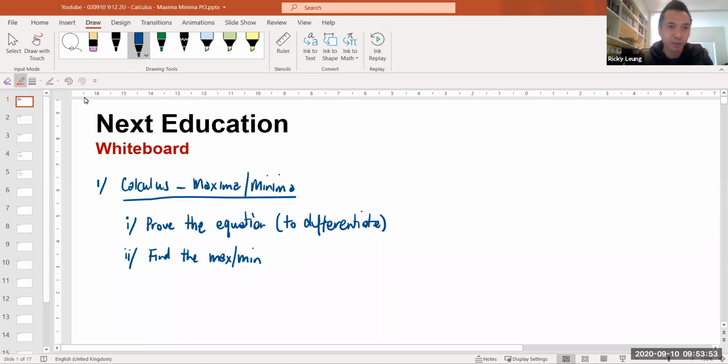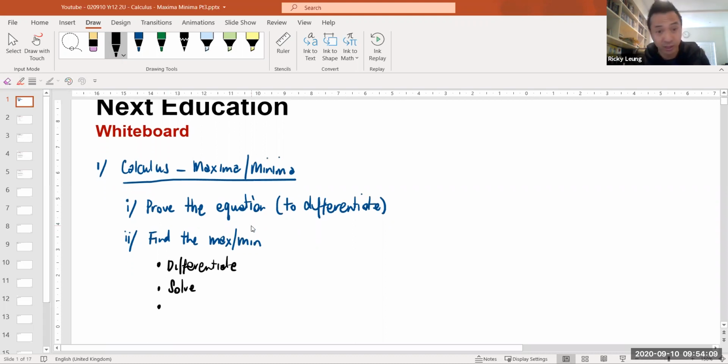And then part two sounds obvious, but basically we're going to find the max or min depending on the question, and this generally involves three or four steps. First step is to differentiate the equation. Second one is to solve the differential equation to find the values that you want to then test for max min.